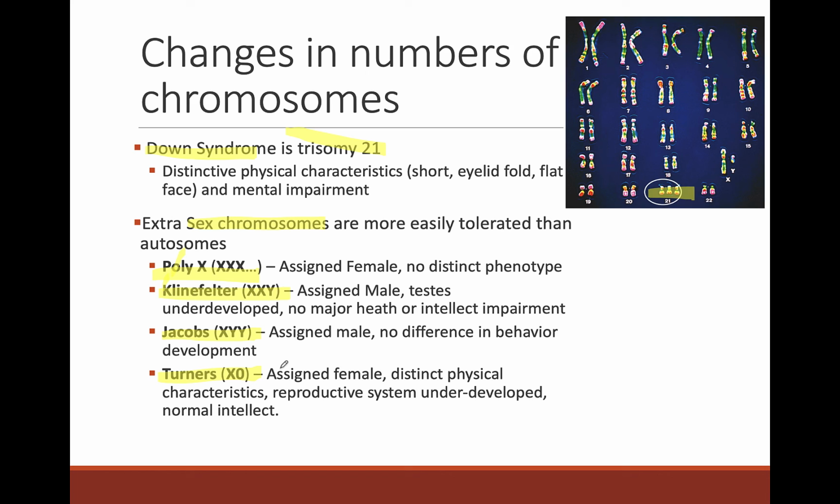Turner syndrome is the only viable monosomy in humans, having only one X chromosome. The physical features associated with Turner syndrome are short stature, a broad chest, and folds of skin on the back of the neck. The ovaries and uterine tubes are underdeveloped, and individuals do not go through puberty or menstruate, and are thus infertile. There is no intellectual disability, and individuals can lead a normal life with hormone supplements.